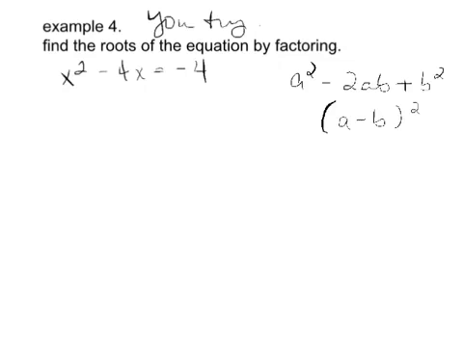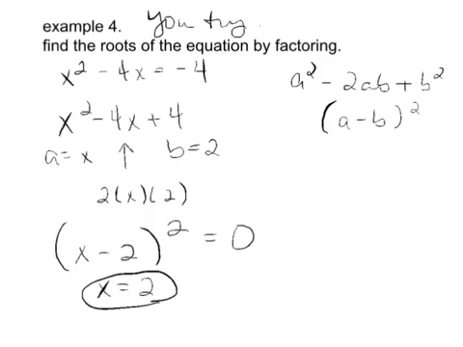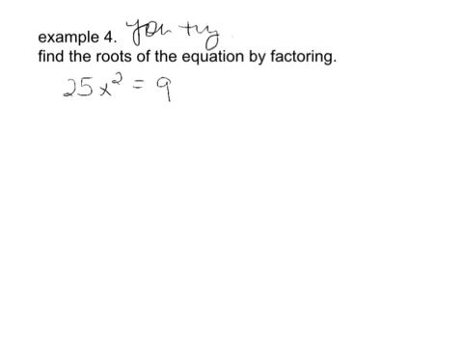Push pause, please. So a equals x, b equals 2. The middle is 2 times a times b, which is true. So we know that we've used the perfect square trinomial, and we can factor it quite easy into x minus 2 squared, which is the same as x minus 2, x minus 2. Okay, if you solve that, you get x equals 2. Okay, you try the next one.